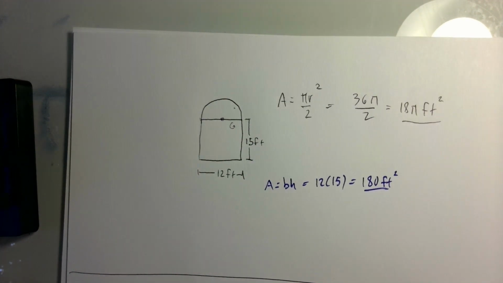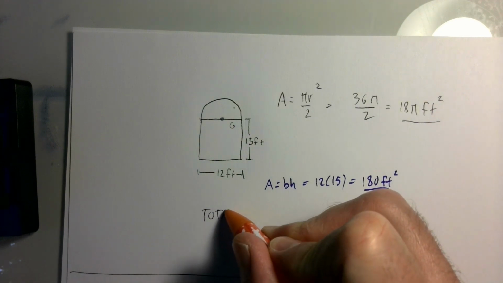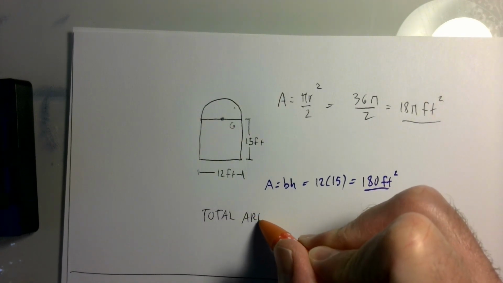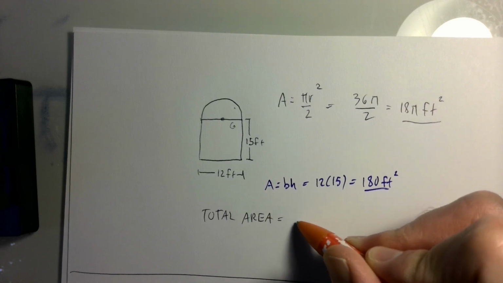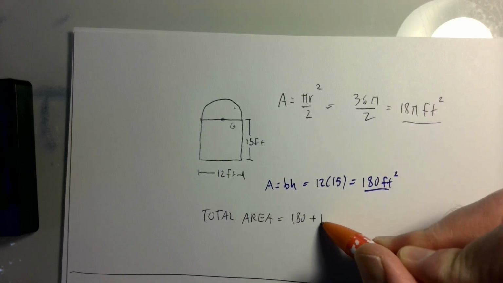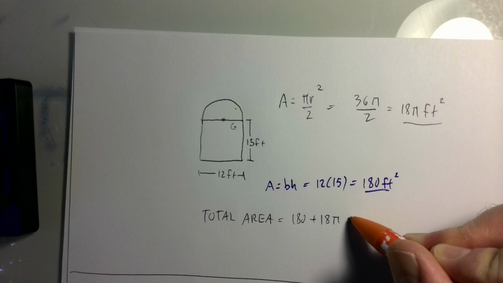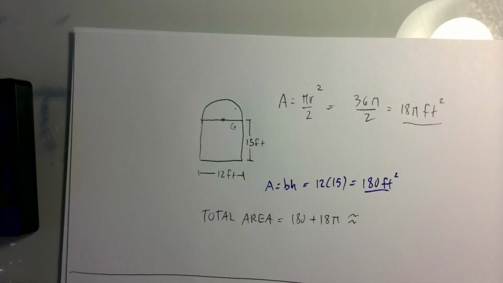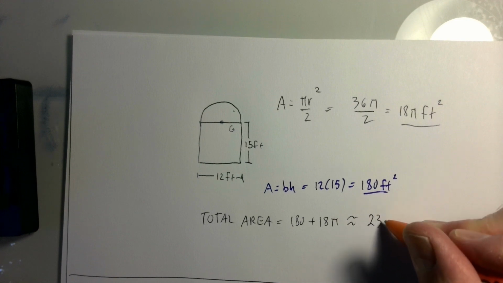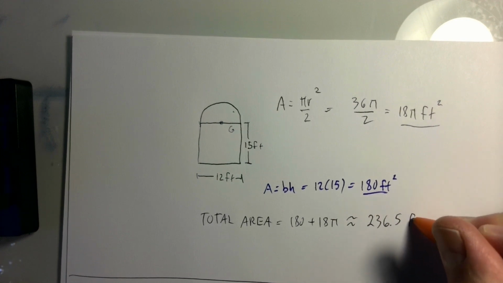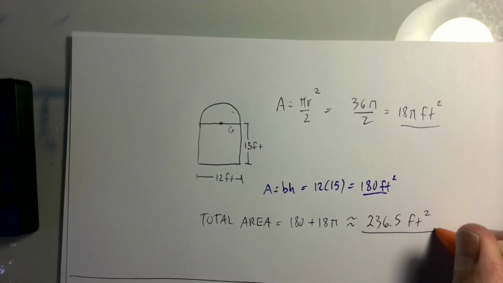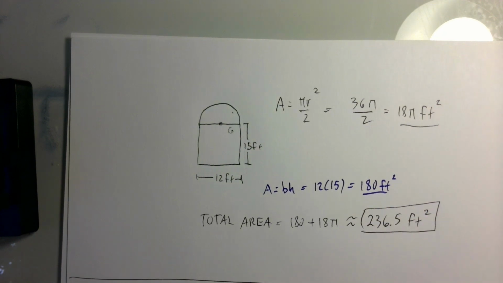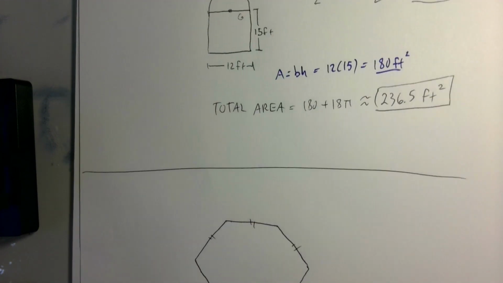And if I type all that into my calculator, so I'll say total area, that's going to be 180 plus 18 pi, which comes out to be approximately 236.5 if you plug that in. Square feet. Okay. Simple enough. Next one's going to be a little bit more challenging.